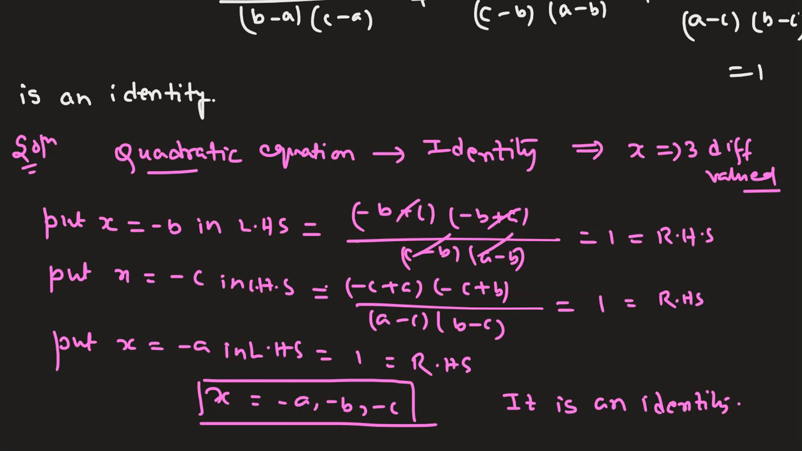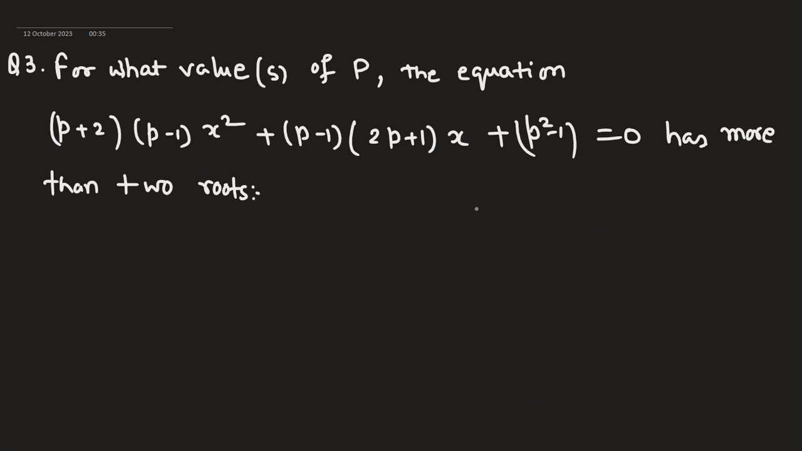Okay, now going to solve another question. In question number 3, we see that for what values of p, that means p may have more than one value, the equation has more than two roots. So first of all, what type of equation is it? It is a quadratic equation.